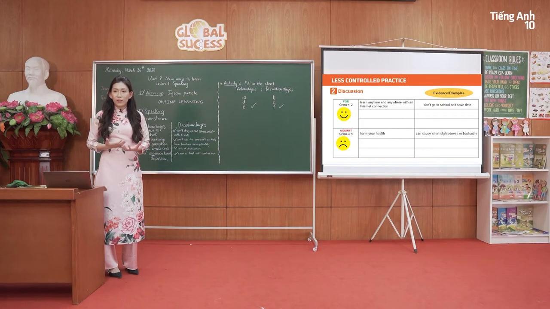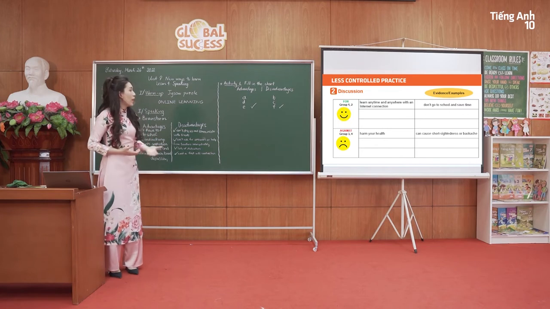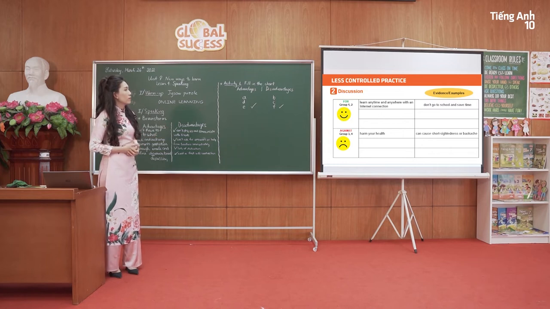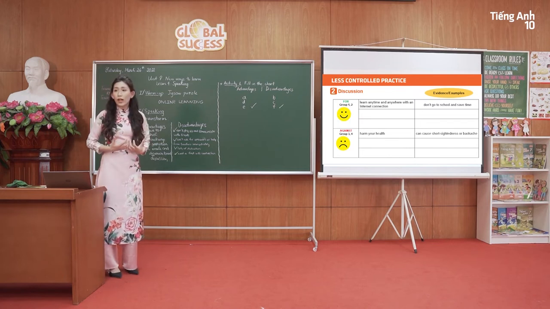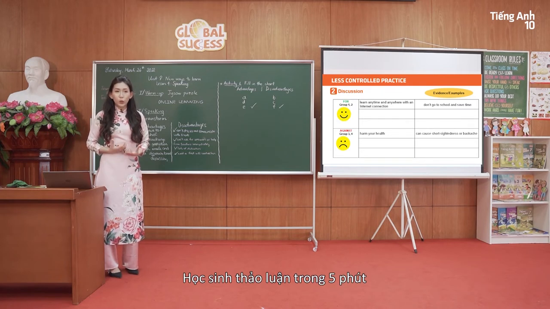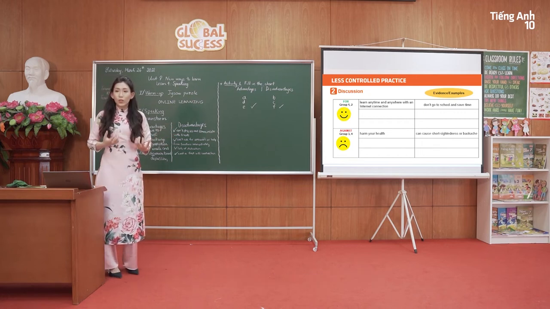So now I'm going to divide the class into four groups, group 1, 2, 3, and 4. Group 1 and 2, you will discuss why you think online learning is advantageous. And group 3 and 4, you will explain why you are against online learning. Look at the table on the board. You will give evidence or examples to support your ideas, whether you are for or against online learning. I will give you 5 minutes to discuss within your group, and then you will go to the board and give your explanation. Okay, you can start now.